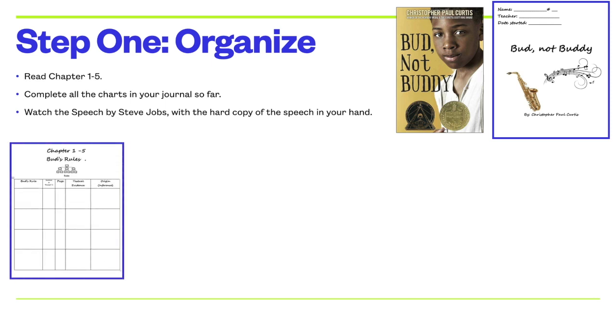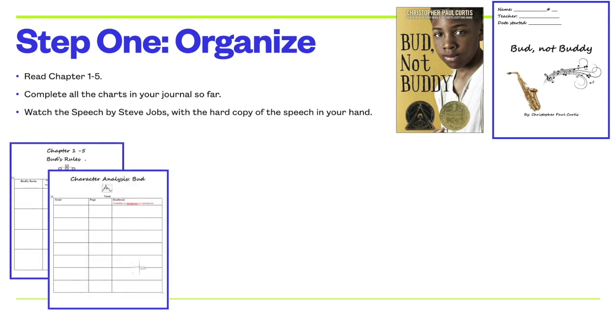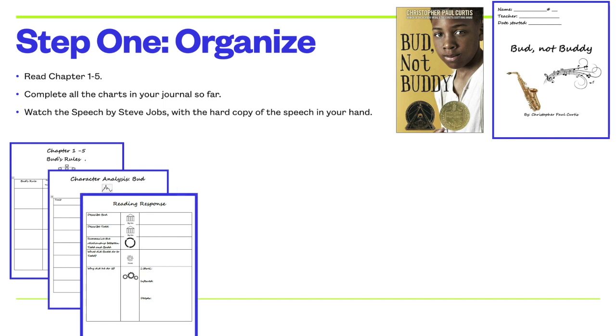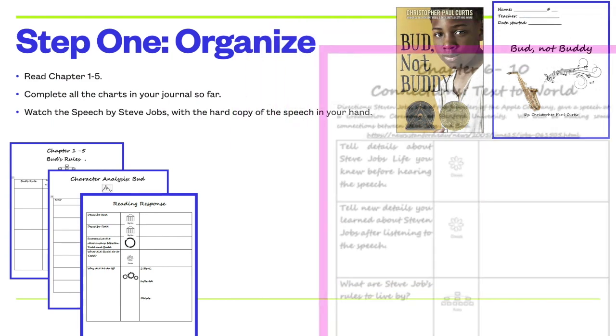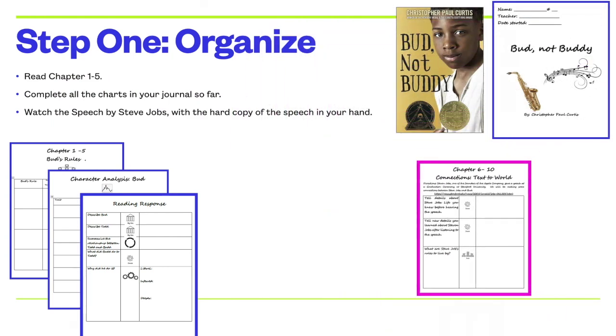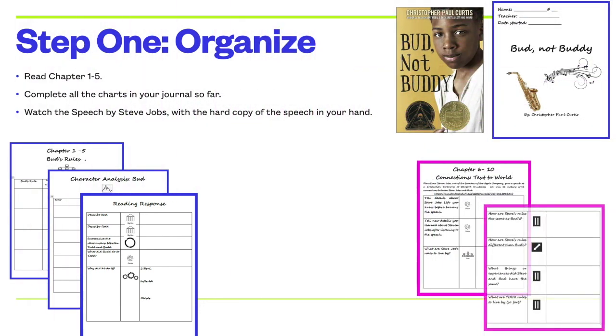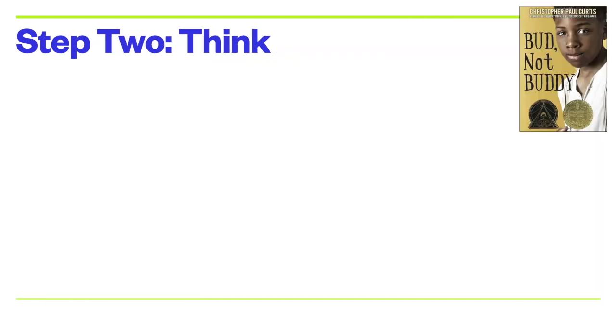But the sheets I'm talking about is this one, and this one, and this one. At the very least, those three must be filled out. Now, on chapter 6 through 10, there is some information about Steve Jobs. What I want you to do is start reading chapter 6 and 7 and thinking about how it's like Steve Jobs. You don't have to have chapter 6 through 10 finished yet to start this, but eventually we will.